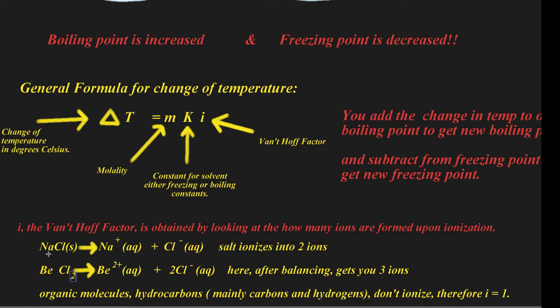To estimate it, what you do is you look at the ionization equation of the solute you're adding, and in this case, for instance, we have sodium chloride. Sodium chloride ionizes into 1 and 1 ions, a cation of sodium and an anion of chlorine. So the Van't Hoff factor here would be 2.